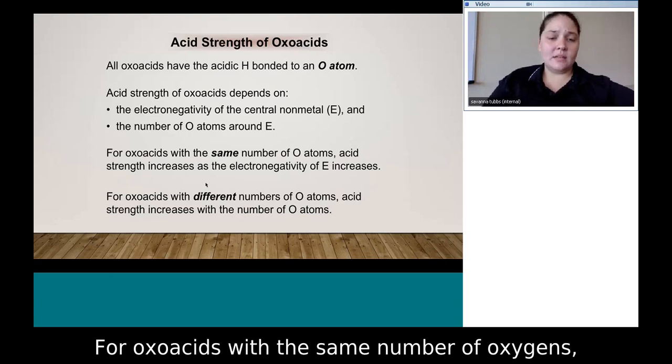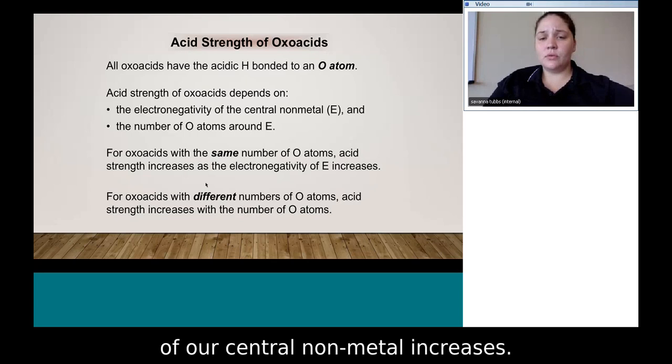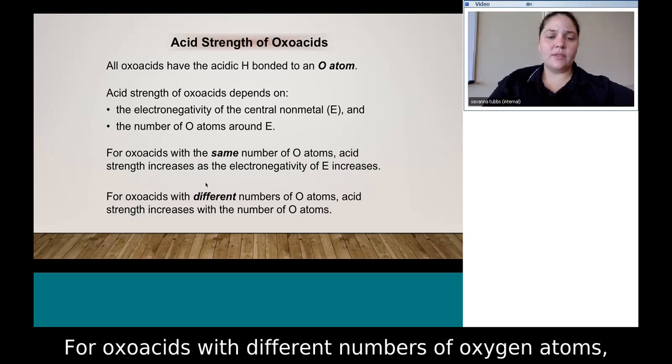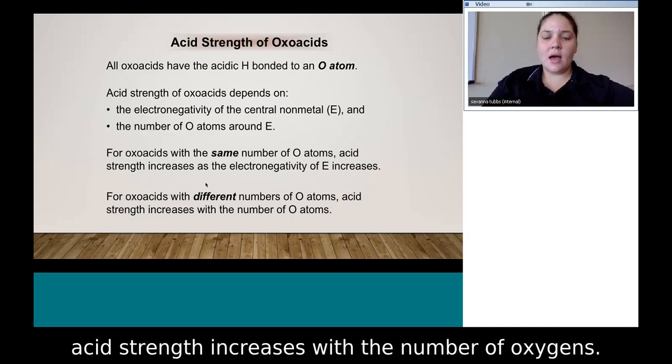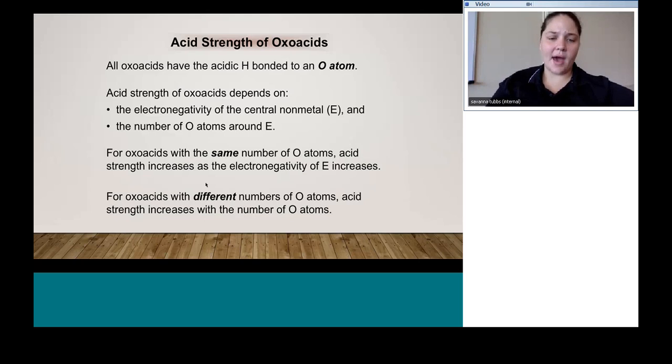For oxo acids with the same number of oxygens, acid strength increases as the electronegativity of our central nonmetal increases. For oxo acids with different numbers of oxygen atoms, acid strength increases with the number of oxygens. So these are true rules that can help you determine the strengths of oxo acids.